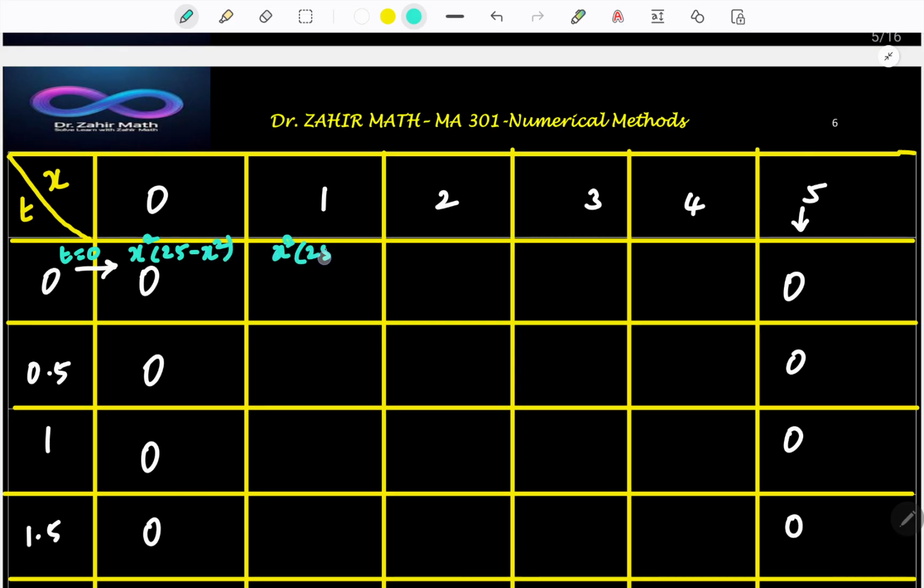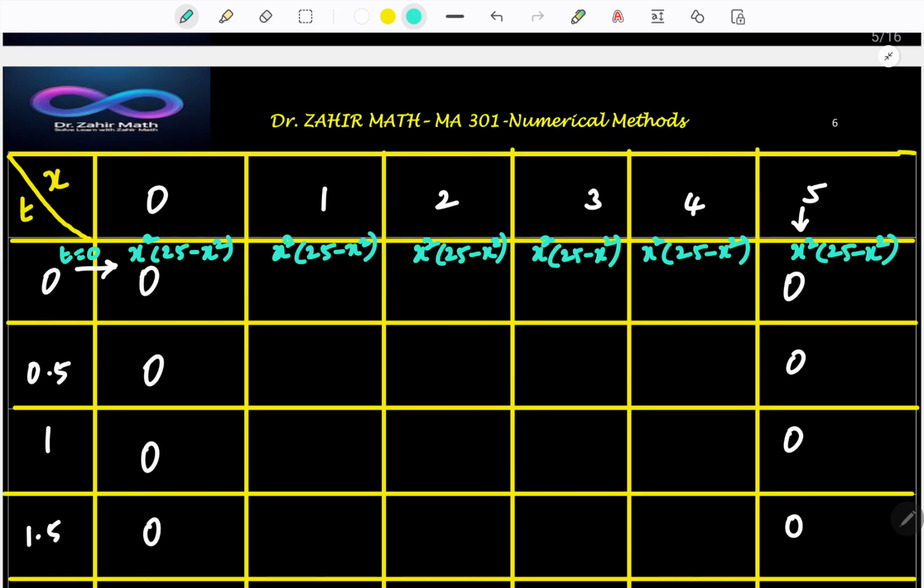The values along this line are given by x square times 25 minus x square. Of course, this end also follows x square times 25 minus x square. Automatically you'll get 0. Don't worry.